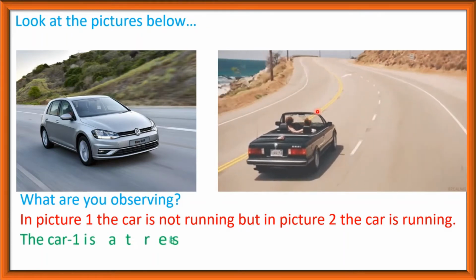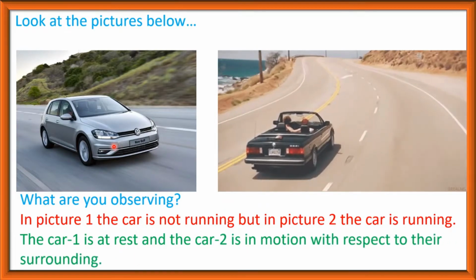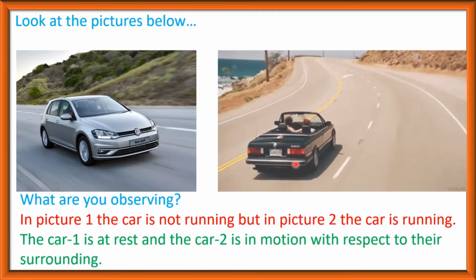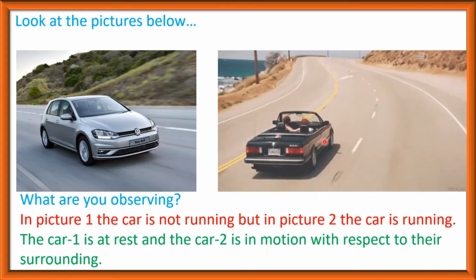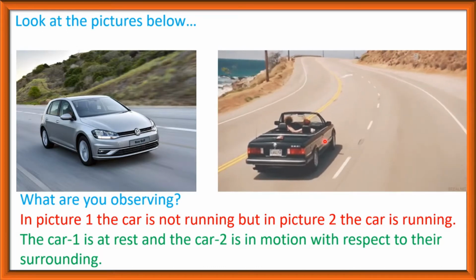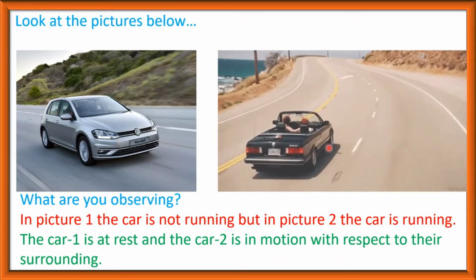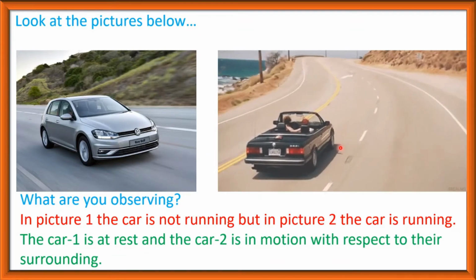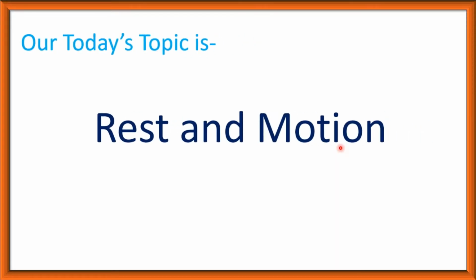So, car 1 is at rest and car 2 is in motion. This car is at rest and this car is in motion with respect to their surroundings. So its state is rest and its state is motion. So our today's topic is rest and motion. Let's start now.